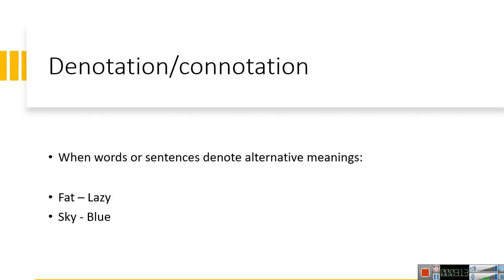There's also denotation, that is also called connotation, and that is when words or sentences denote alternative meanings. For example, lazy can denote someone fat. Blue, if I say blue, there's also a connotation of the sky. So when a word makes you think of something else, that is a denotation.